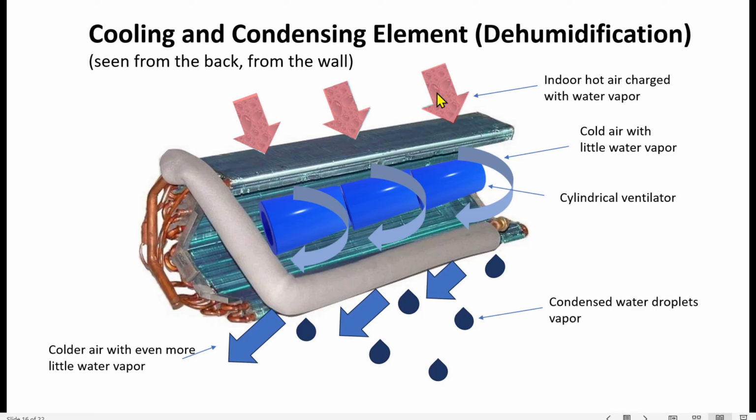After that, it takes the condensation, and droplets of water appear from the water vapor. After that, the cylindrical ventilator rotates the flow of the air by 180 degrees. Again, in the lower part of this element, the air takes another cooling, and the cooled air with even less water vapor goes on. And here the water vapor droplets are condensed.